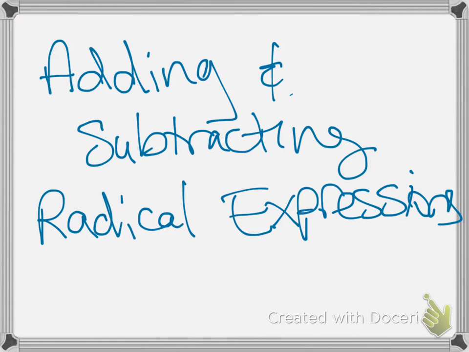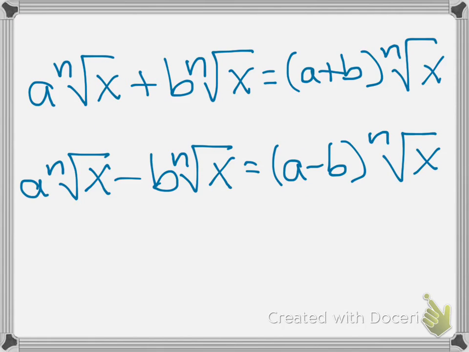So just like we can multiply and divide radical expressions, we can also add and subtract them. But there is a slight difference. With multiplication and division of radical expressions, the only thing that we had to ensure was that our indices were the same on the expressions, meaning we had to be taking the same type of root. We had to be dealing with only square roots or only cube roots or only fourth roots, whatever.